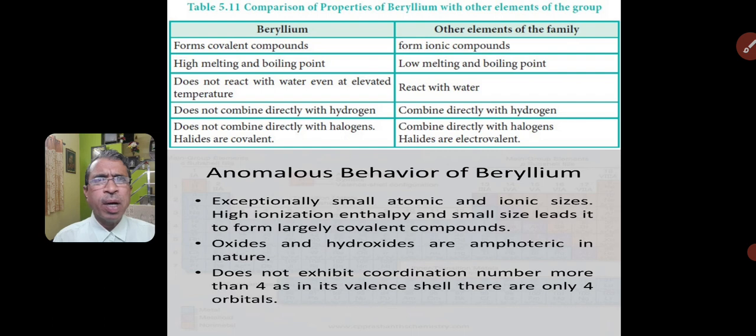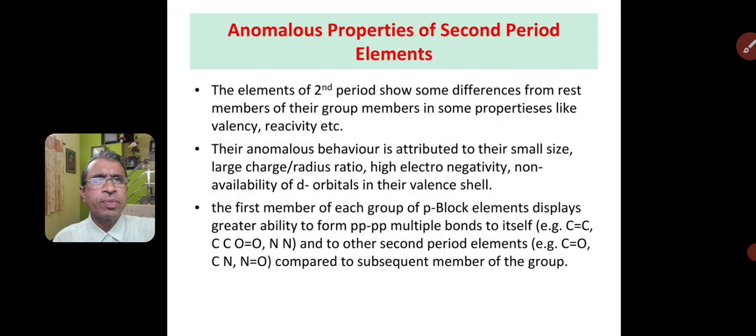Beryllium does not combine directly with halogens, whereas the other elements combine with halogens to form halides. The halide of beryllium is covalent. Halides of the other elements of the second group are all electrovalent. So this slide also shows the anomalous properties of the second group elements.